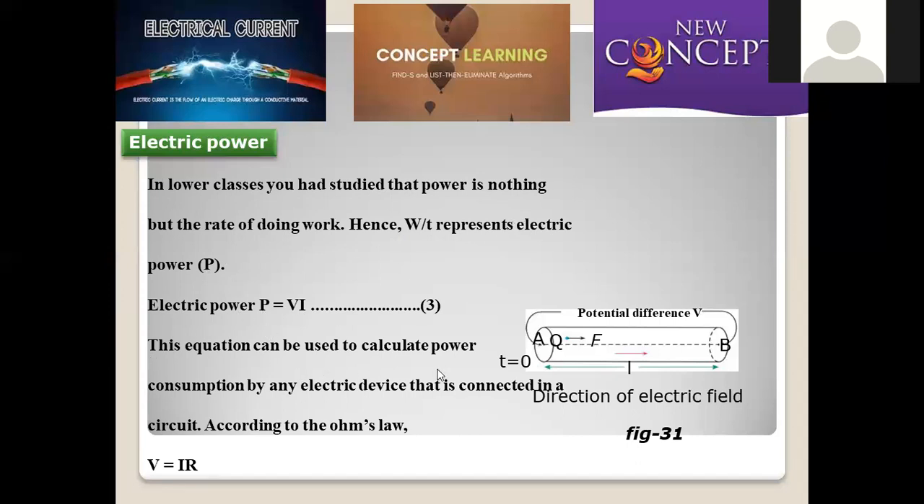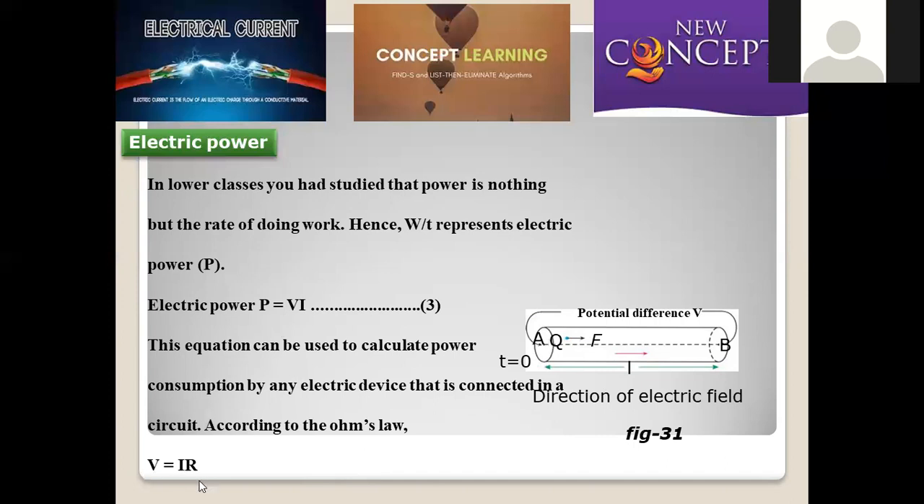This equation can be used to calculate power consumption by the electronic devices connected in a circuit. Whatever electronic circuit we are taking, how much power consumption is possible? You may take a single house as a unit, otherwise any kind of region. You may take a single room as a unit. In that, how much power consumption is possible is found by this equation.